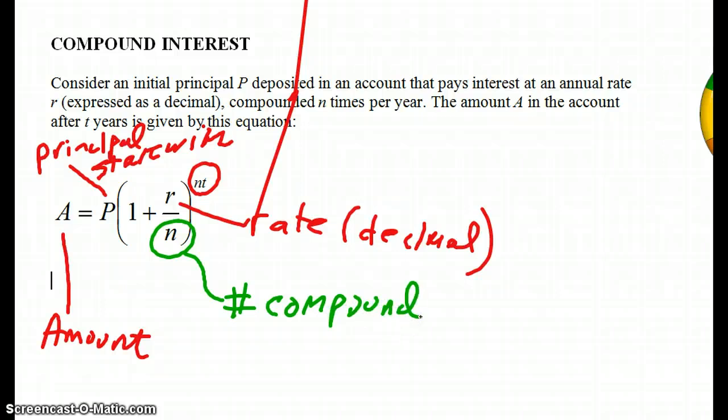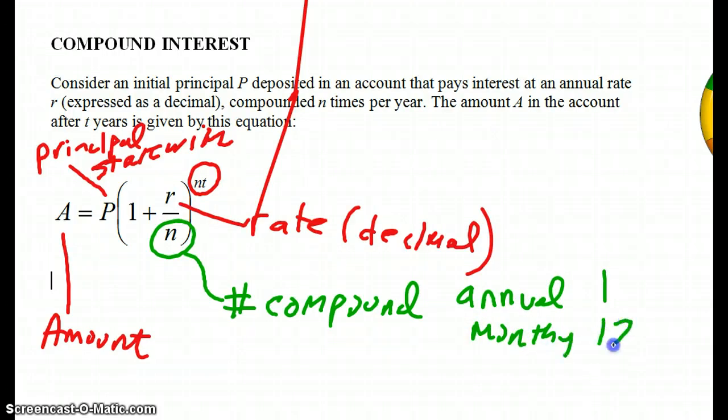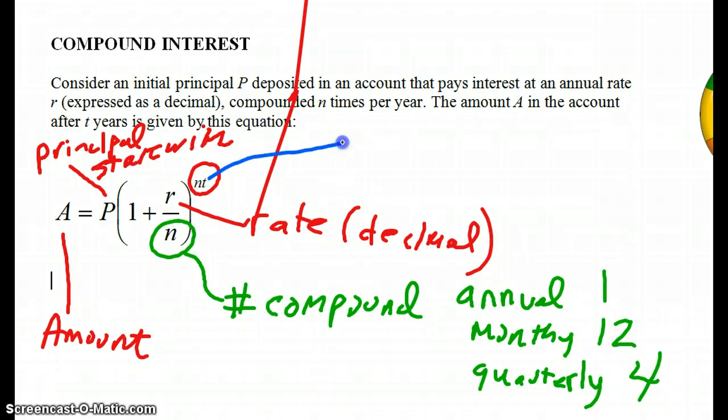So there's some typical ones. If we're annual, it's once. If it's monthly, you compound 12 times. Quarterly is another common way that our money is compounded. Quarterly would be 4. And then there's one last variable, and that variable is T. T is the amount of time that your money is going to stay in the bank.